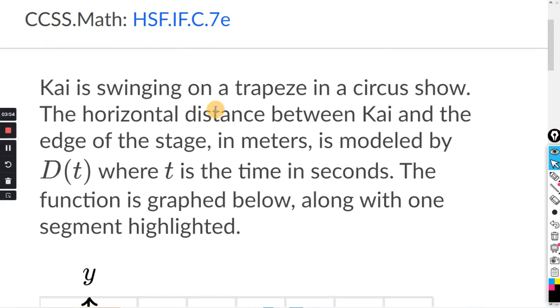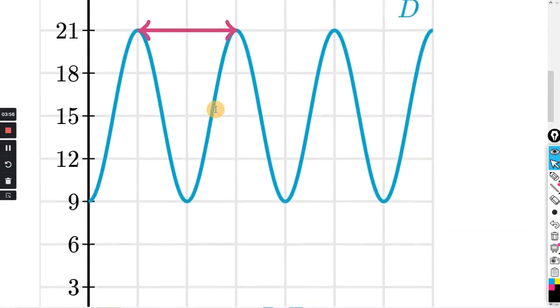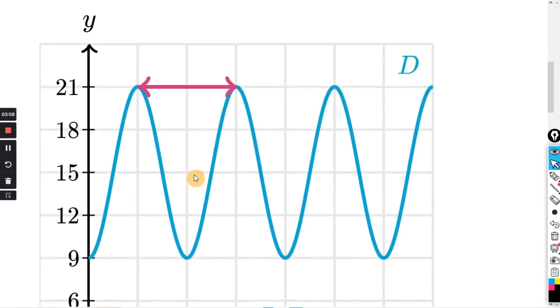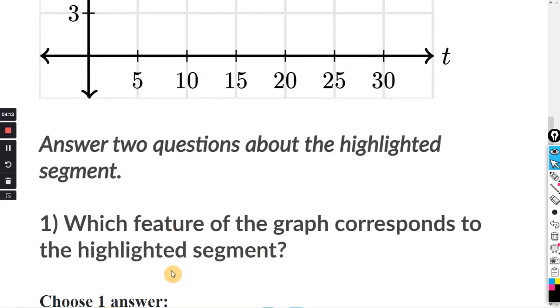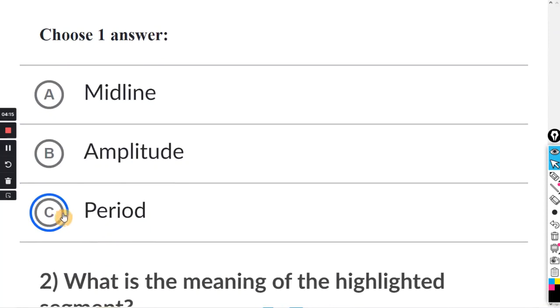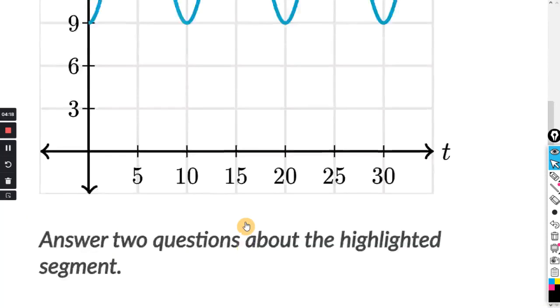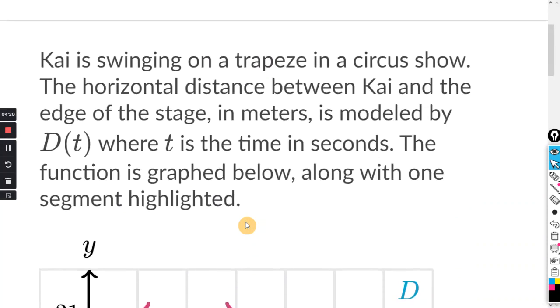Again, I read the write-up after the first question. So here we have a sinusoidal function, and this highlighted segment is clearly the distance from one max to the other. The horizontal distance from max to max, this is going to be a period. So which feature corresponds to the highlighted segment? That is a period. The period questions are actually easy.